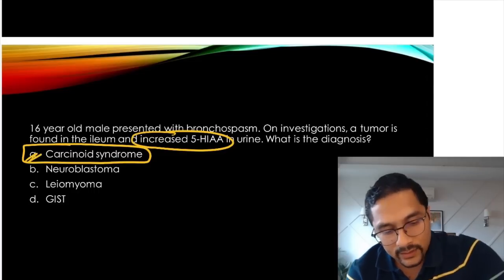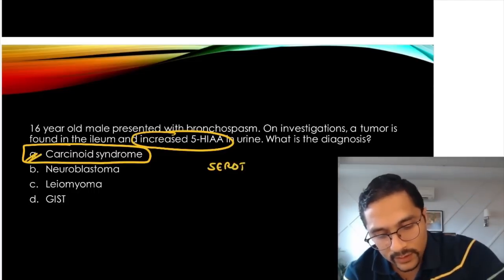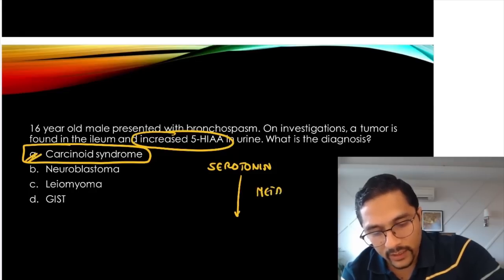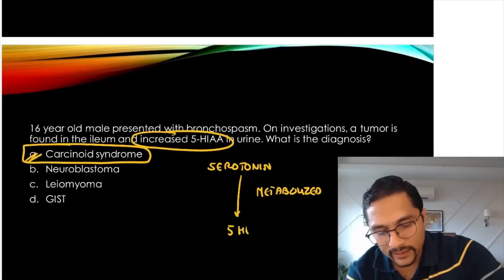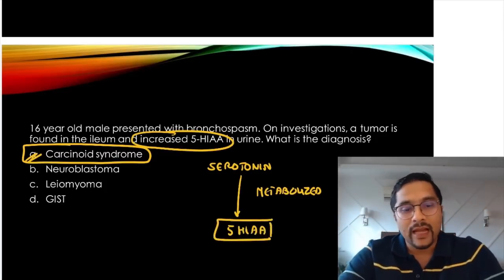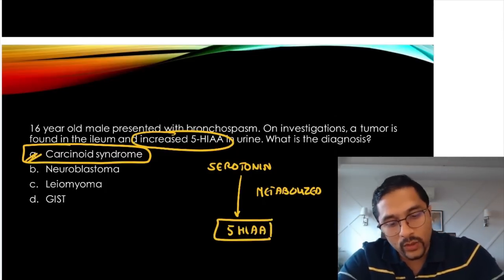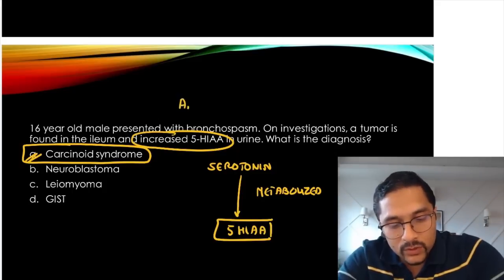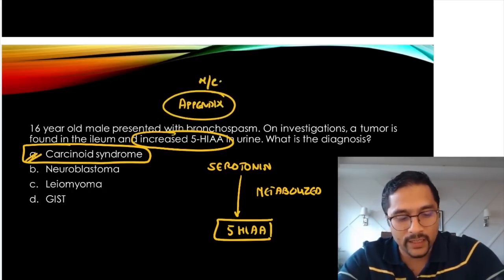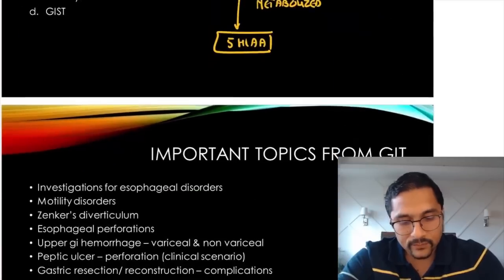We know in carcinoid syndrome, serotonin is released, and once the serotonin gets metabolized, it comes out as 5-hydroxyindole acetic acid in the urine, and this is what we can use to identify it. The most common site for carcinoid tumors is the appendix. This has also been asked in the exam.